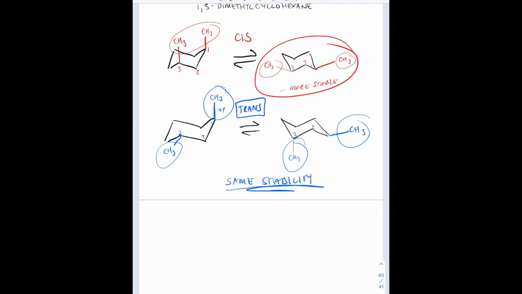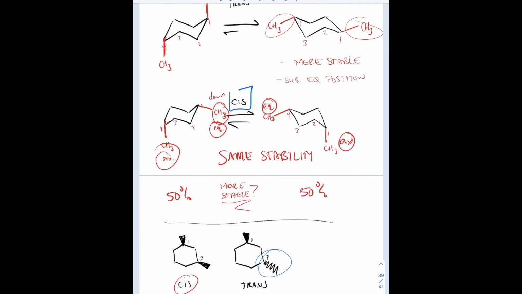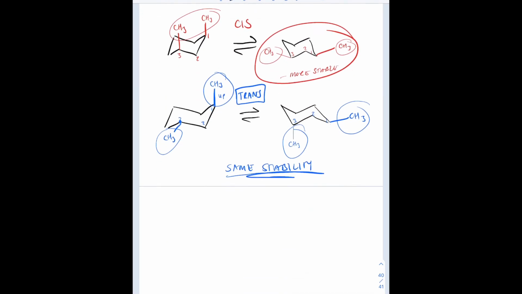So here's the thing. This is the trans, right? So the trans isomer in this case has the same stability for this particular disubstituted cyclohexane. But if you look up here, that one that had the same stability above was the cis isomer. So what does that mean? That means that we can't generalize basically which one is more stable based off of being cis or trans. It actually depends on where the substituents are. So is it a 1,2 disubstituted, a 1,3 disubstituted, or a 1,4 disubstituted?